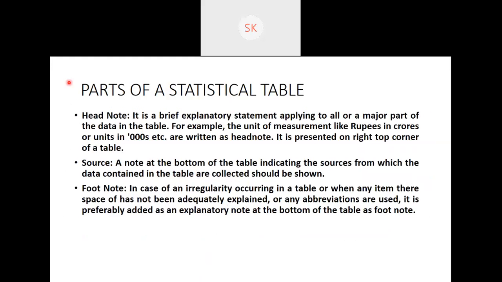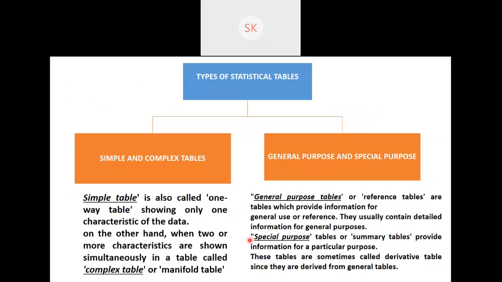So let's go on. Again, they've given the source, footnote, head note, all that with an example. Now, types of statistical tables. There are two major varieties. One is simple and complex table. The other variety is general purpose and special purpose table. So let's see what is simple. A simple table is also called a one-way table, showing only one characteristic of data. So the table is prepared on the basis of only one characteristic.